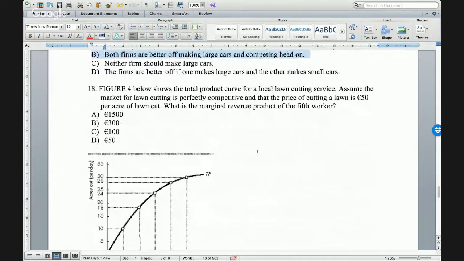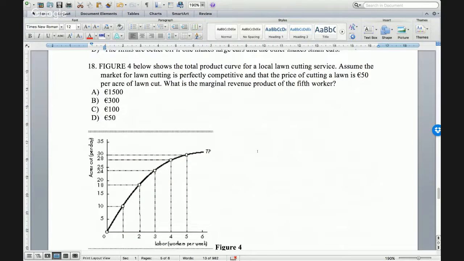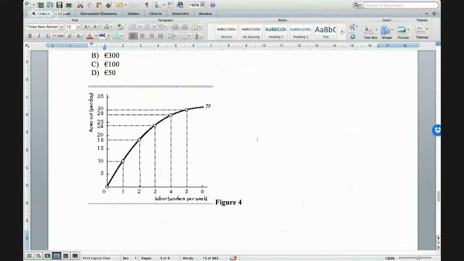Okay, 18. Oh, almost there. So this figure here, fine, another figure. It shows a total product curve, also known as your output curve, total output. Here we have labor down on the bottom. And on the y-axis, we have acres cut per day. So the more labor you employ, the more acres are being cut. So you see the output rises. And that's common sense. Okay, you employ more people, it gets more output, or more of the job is done.